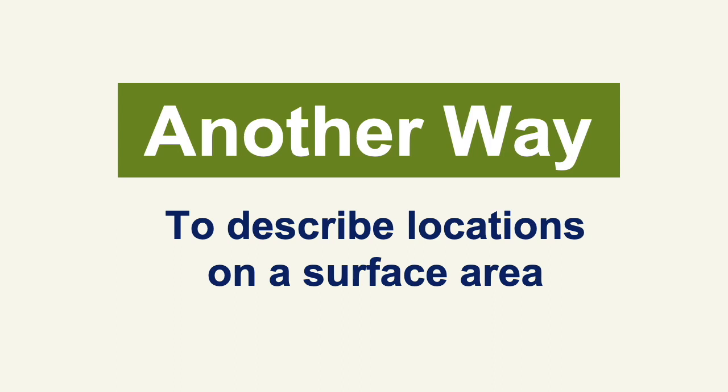Now, there are many other ways to indicate a location of an item. This time we're going to show you how to express the location on a surface area. Let's say there's a surface area like this. Let's say this is a paper or a monitor screen or a piece of wall. It doesn't matter. It's just a surface area which is flat.